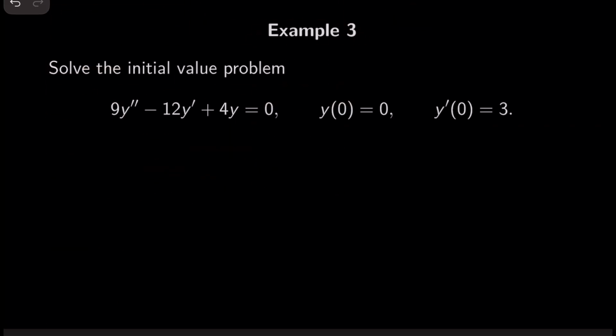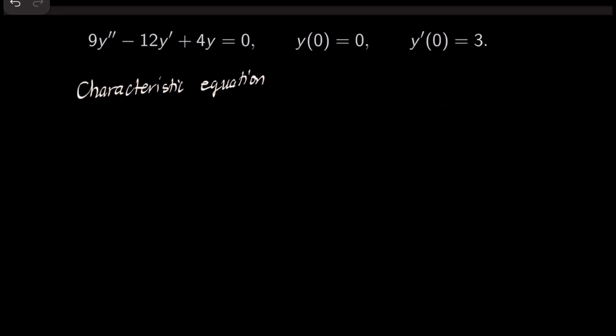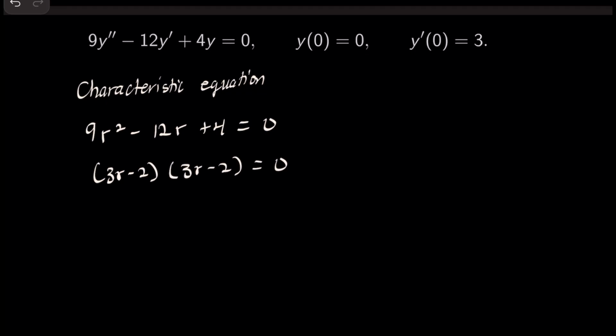With our third example, we have to solve the IVP 9y double prime minus 12y prime plus 4y is equal to 0, with the initial conditions giving us y of 0 is equal to 0 and y prime of 0 is equal to 3. The characteristic equation will be giving us 9r squared minus 12r plus 4 is equal to 0. Factorizing this gives 3r minus 2 multiplying 3r minus 2 is equal to 0.